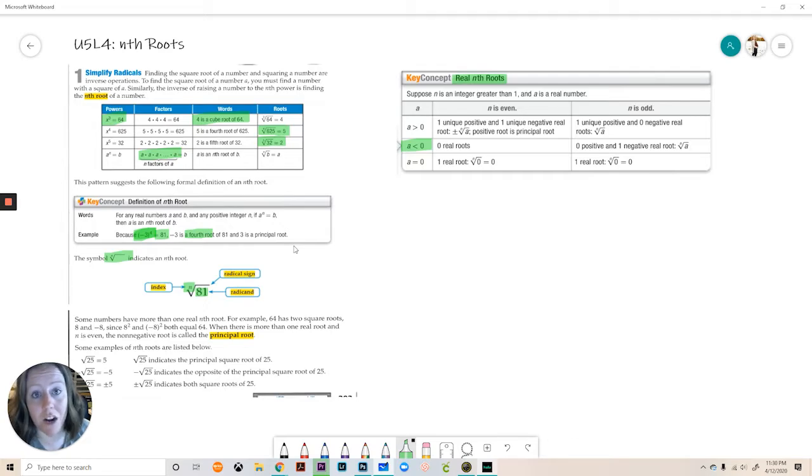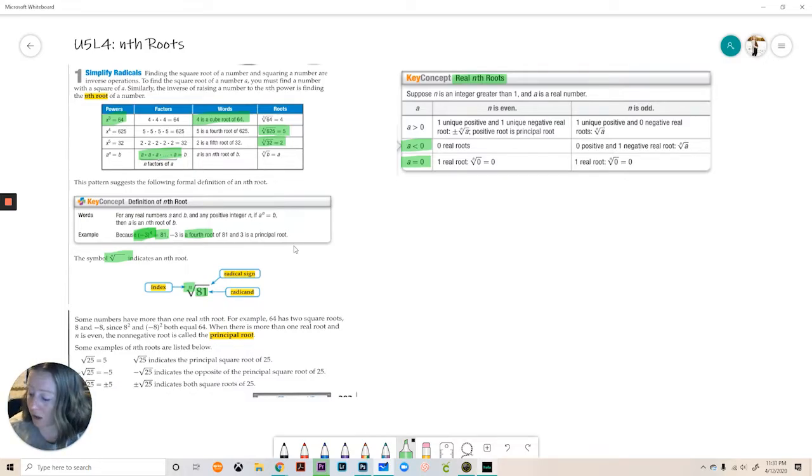5 times 5 is always +25. -5 times -5 is always +25. So if the radicand, the number underneath the radical, is less than 0, then we're going to have 0 real roots. If a equals 0, we're going to have one real root, which is just 0. 0 times 0 is 0. So there's some definitions, there's some examples of roots.